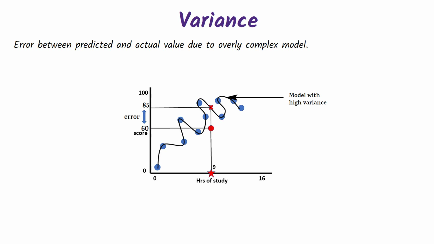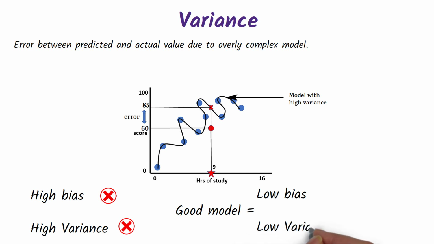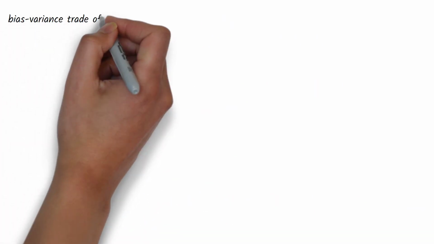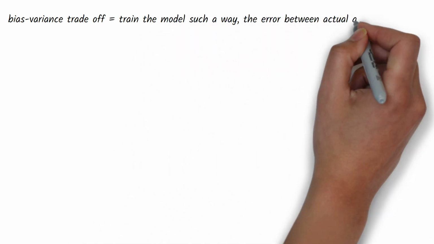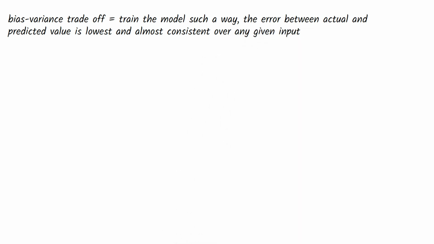So as we can see, neither high bias nor high variance is good for any model. A good model should have both low bias and low variance. And this is achieved by the bias variance trade-off. So the goal of a machine learning model is to generalize well on new unseen data. The trick here is to train the model in such a way that the error between actual and predicted value is lowest and almost consistent over any given input. So if we have a consistent error, we can handle that error.